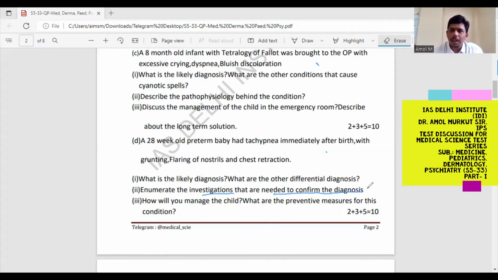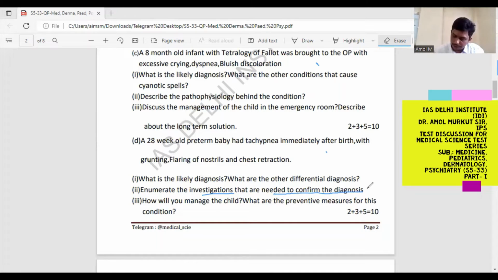Then you can write it, but you have to mention they are rarely done, or you can say not usually done. ये आपको लिखना है वहां पे. That shows you have the clinical knowledge. That it shows that you haven't just read the theory. Okay.